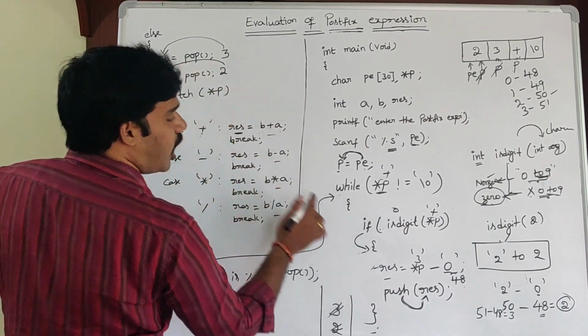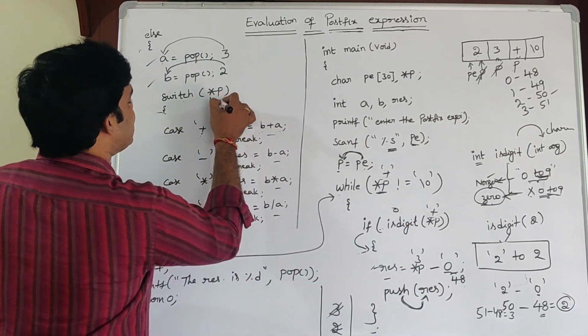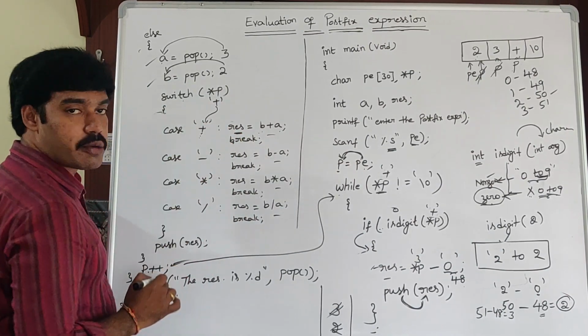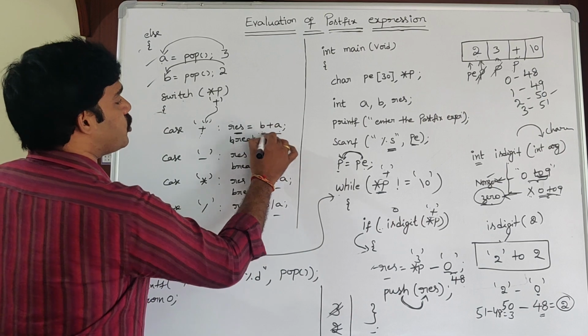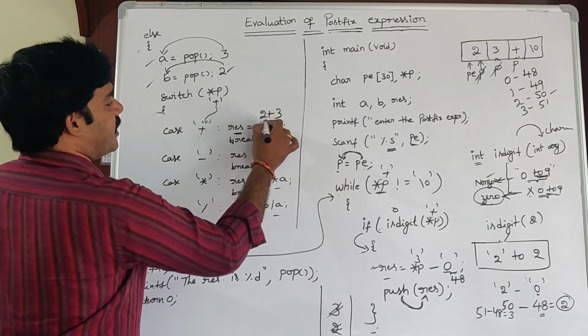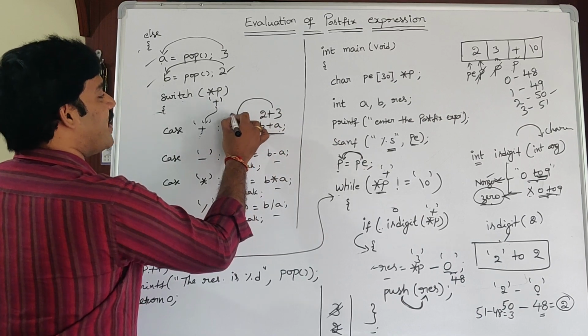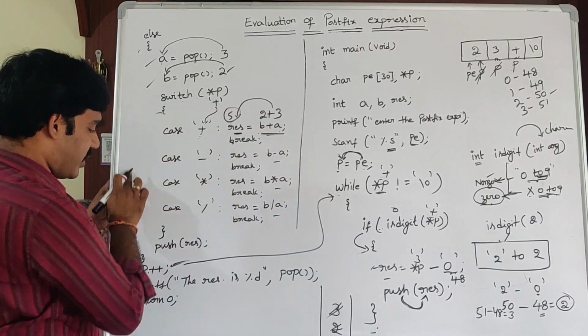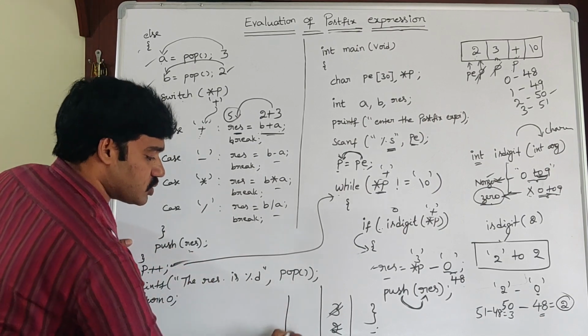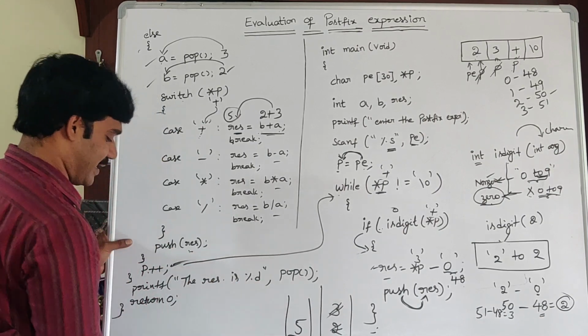Next, switch of *p means switch of plus. Check for the cases plus and plus. These two are matched. Then result is equal to B plus A. What is B? 2, plus the A value, 3. 2 plus 3 means 5. So what is my result value? 5. After the switch case, push the result into the stack. So push the result 5 into the stack.